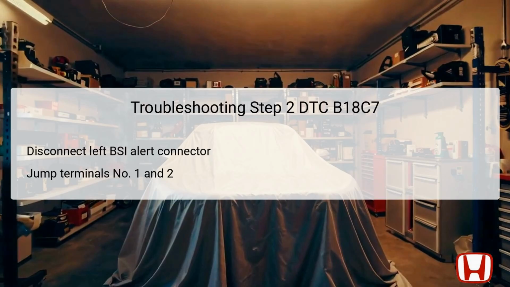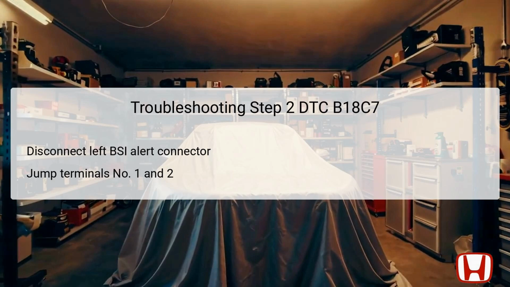The second troubleshooting step involves disconnecting the left BSI alert indicator connector, which features 2 pins. This action is necessary to ensure that the circuit is not influenced by faulty signals, allowing for an accurate assessment of the indicator itself. Following this, a jumper wire should be used to connect terminals number 1 and number 2 of the left BSI alert indicator connector. This connection simulates normal operational conditions for the alert indicator.